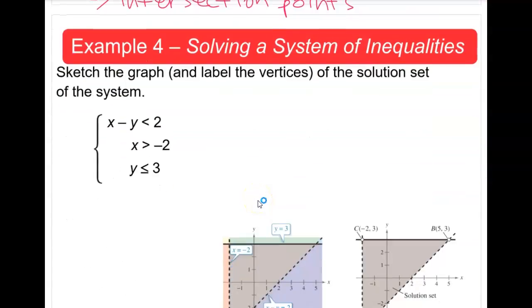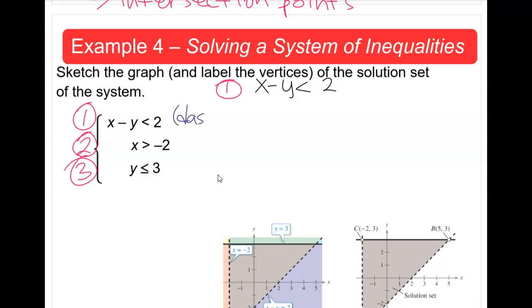So here we do have three inequalities. I'm actually going to number them 1, 2, and 3. For the first one, we start by converting it to an equation. However, I think it might be useful if we say what kind of line we will have. So for the first one, it will be a dashed line.